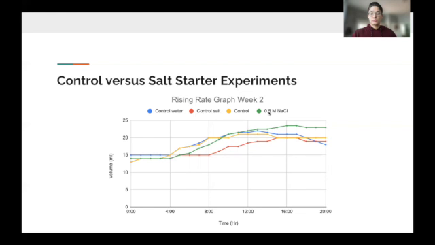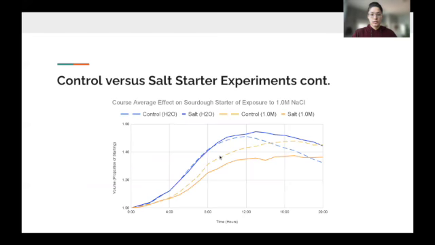And then what happens when we take our control that's been growing in the salt and expose it to more salt? So the idea is, since it's been growing in the salt, it will have adapted to osmotic stress, and it should perform a little better than this control here that's never seen this salt stress before. And as you can see, that is the case in this experiment, but I wouldn't exactly say significantly so. They're all still pretty similar rising rates.